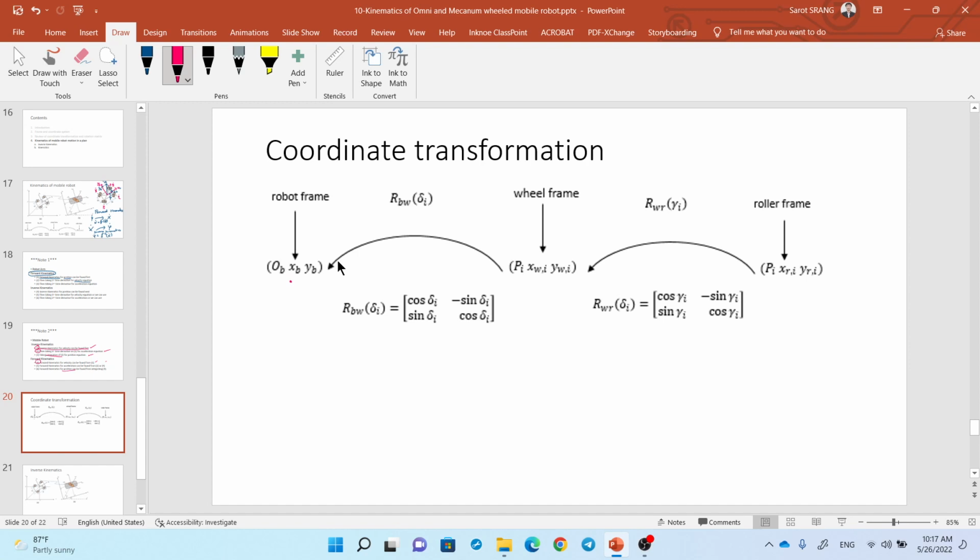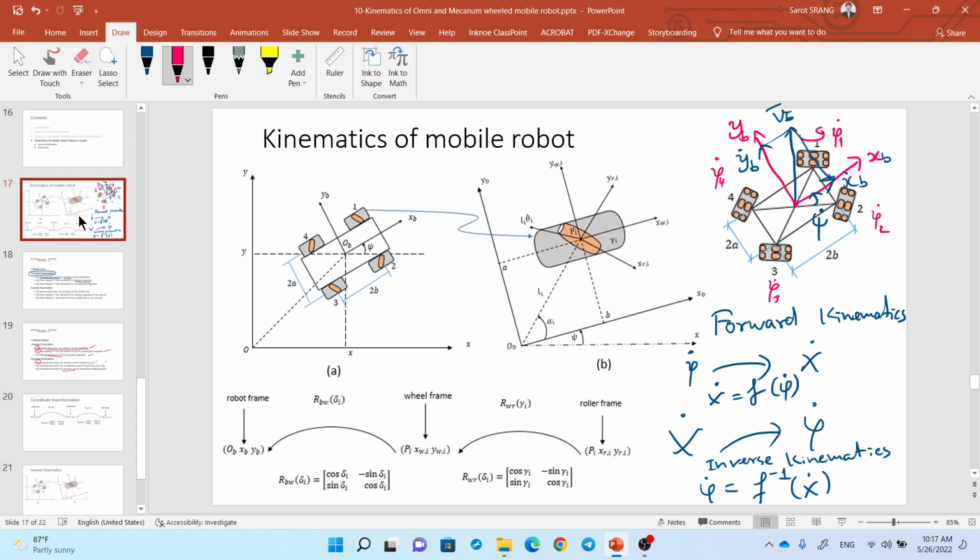But for the robot, it may have many parts, many components, many mechanisms. Then we need to attach all the frames, especially for omni wheel and mechanism wheel. The wheel itself has mechanism, have roller. And the configuration orientation of the wheel can be different, as you can see in this picture, the configuration of this type of wheel and this type of wheel.